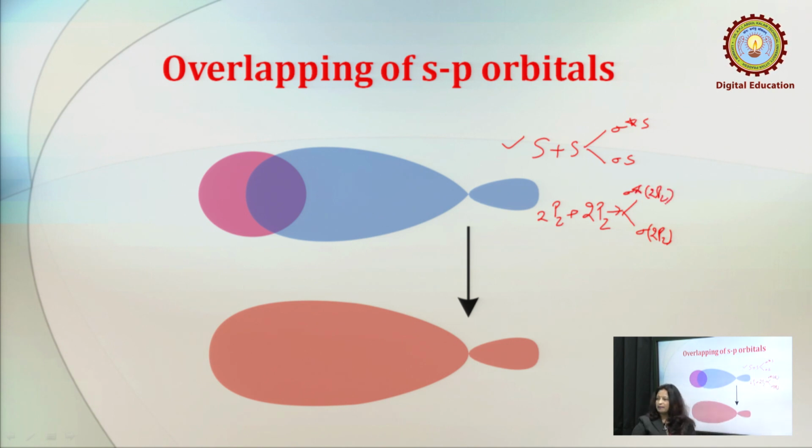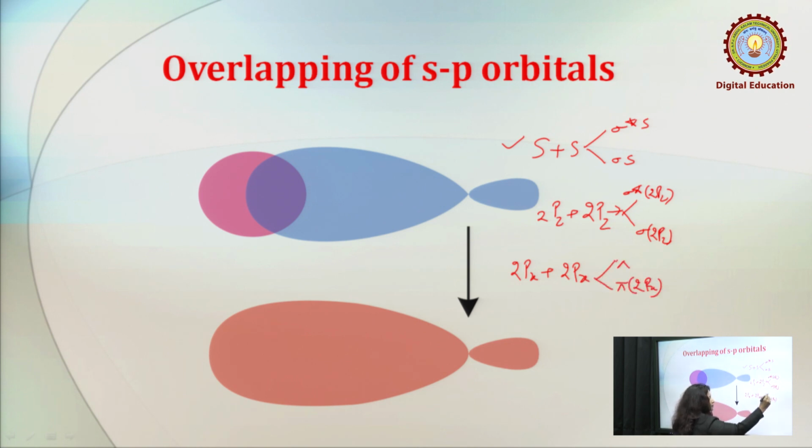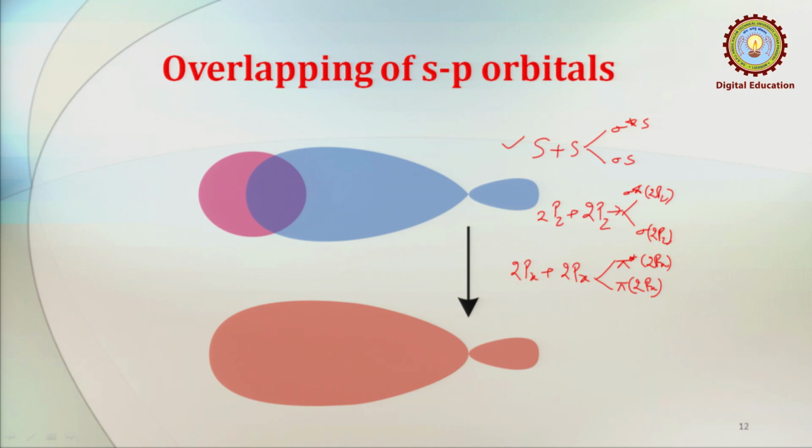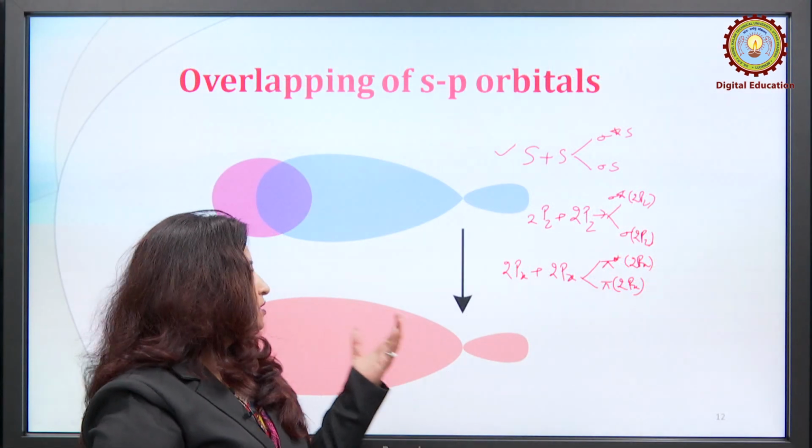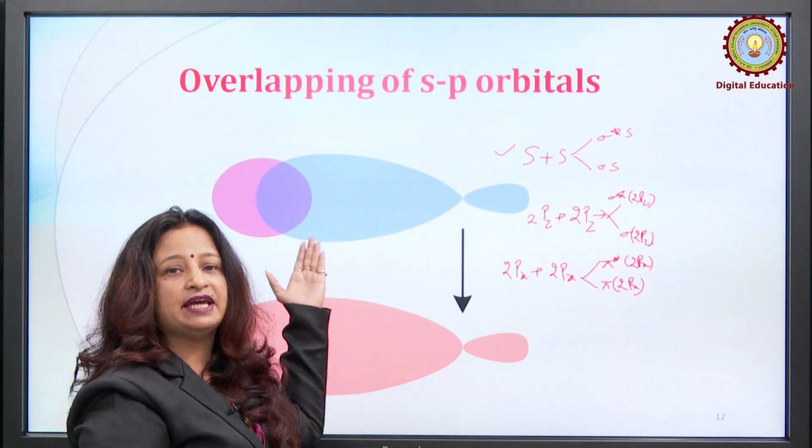And when we talk about the px, then 2 px and 2 px would lead to the formation of pi 2 px and pi star 2 px. Likewise, pi 2 py and pi star 2 py. So, the question is which atomic orbital, which p atomic orbital would enter into the process of overlapping with S.